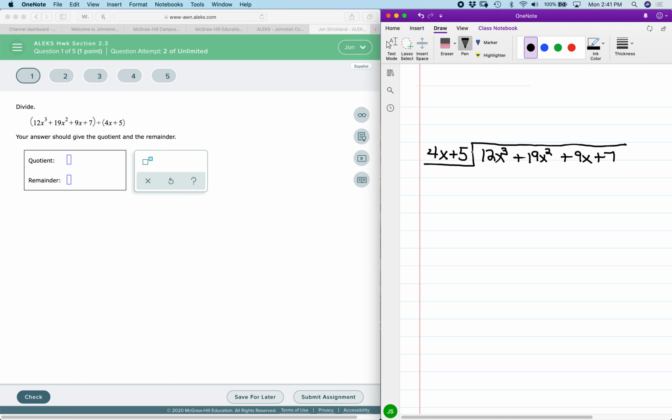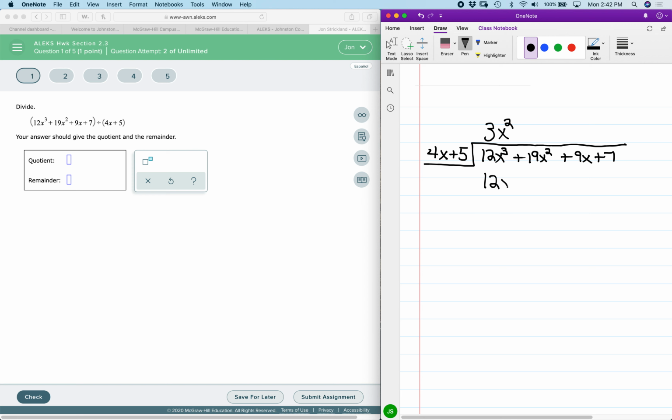All right, looking at the first terms from the divisor and the dividend, I'm going to take 4x into 12x cubed. 12x cubed divided by 4x will leave us with 3x squared. And then I'm going to distribute 3x squared over 4x plus 5. Now the object is going to be to eliminate the first term from the dividend as I progress from one stage to the next.